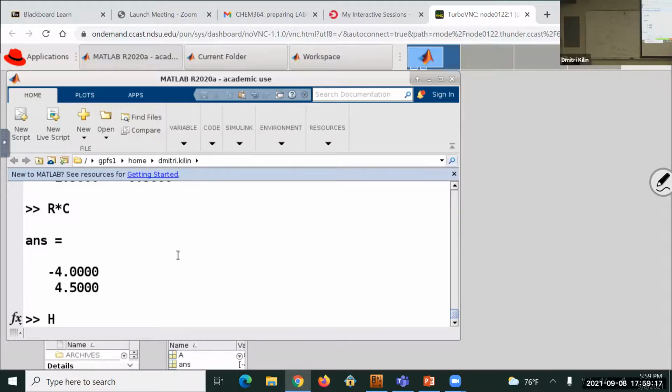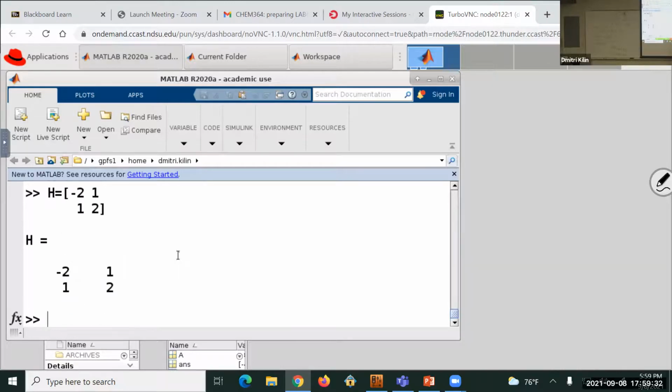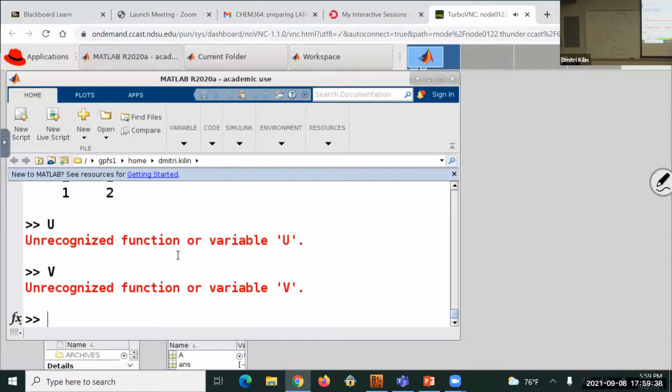So if I call, it's not a true Hamiltonian for any problem, I just select the letter H for now. Minus two, one, enter, one, plus two. Close the bracket. Now, do I have variables U? No. Do I have variable V? No. Okay. So I am setting the following: U V equals eig of H. So eig is a shortening of the German eigen, right? As we did in the class.